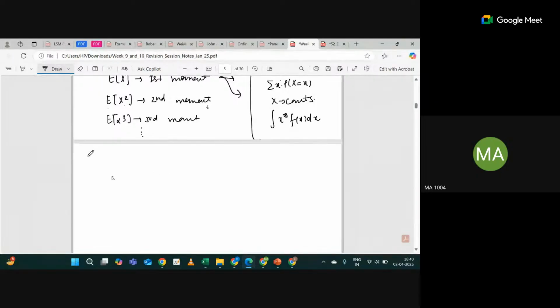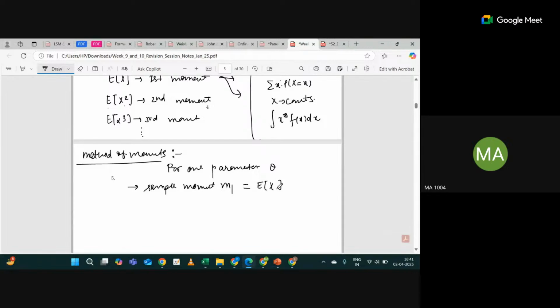Correct. Now, what is the procedure in the method of moments actually? As I told you, suppose x1, x2, up to xn have been drawn from a Poisson distribution with parameter lambda, and lambda is unknown. There is only one unknown quantity, so to estimate it we need only one equation, right? For one parameter theta, we need only one equation, that is the sample moment. I will equate the sample moment m1 with the first distribution or population moment.